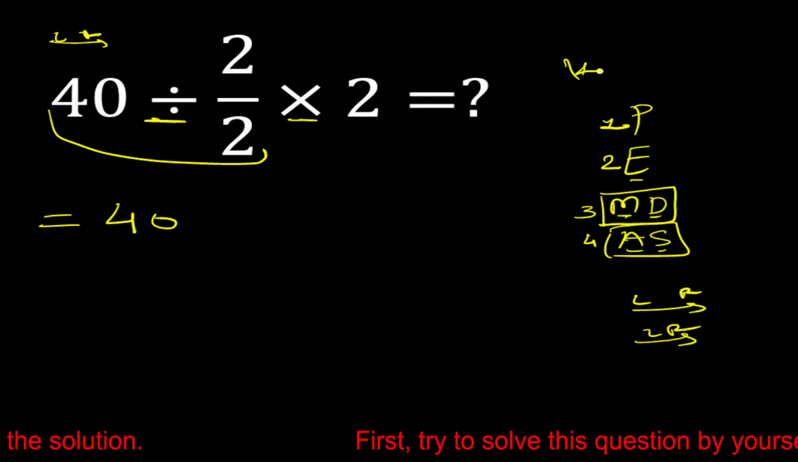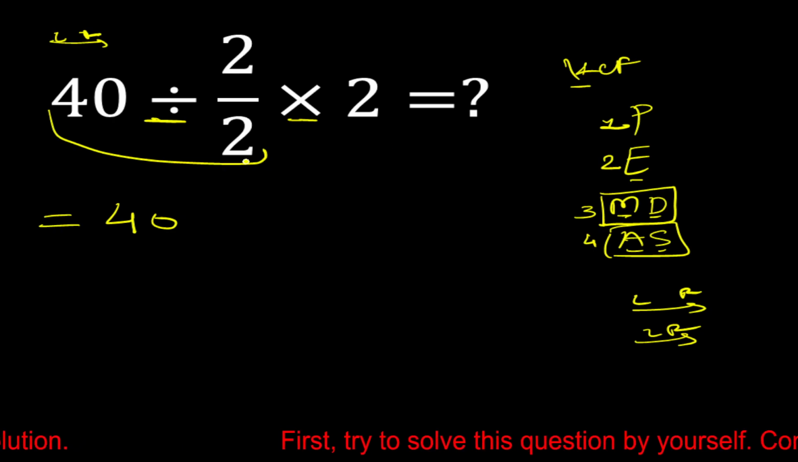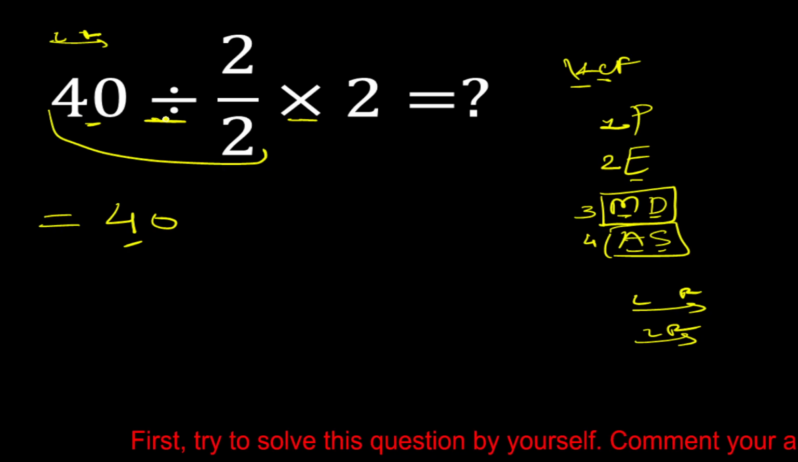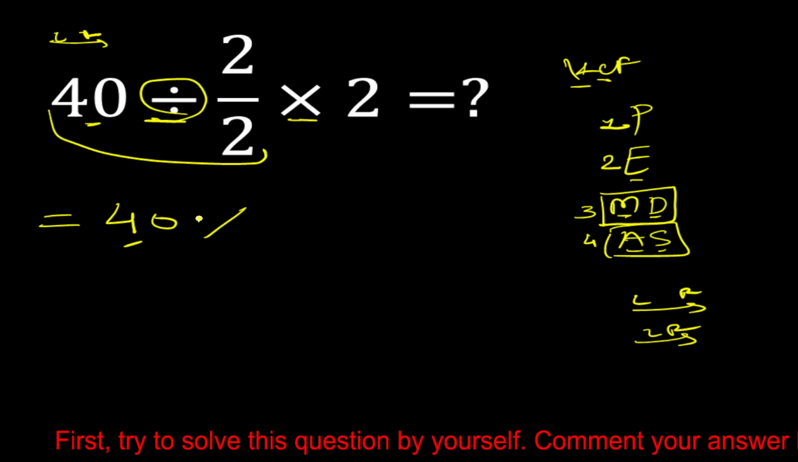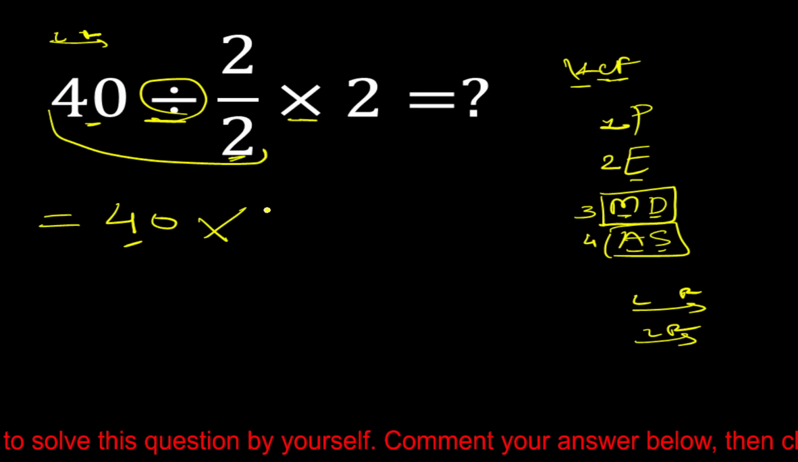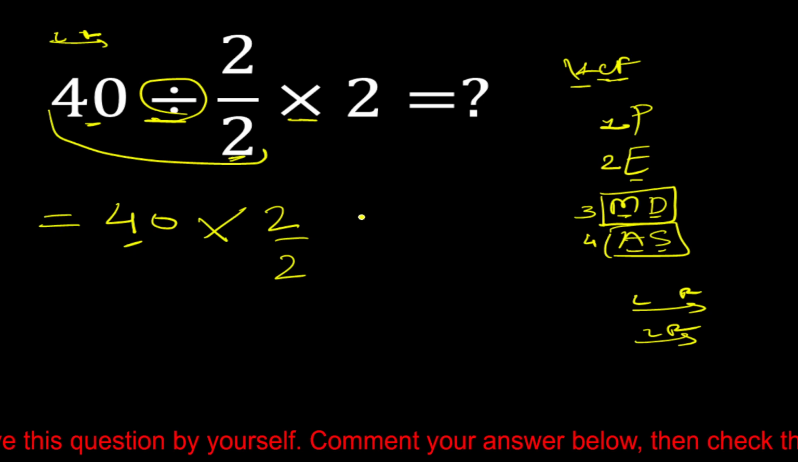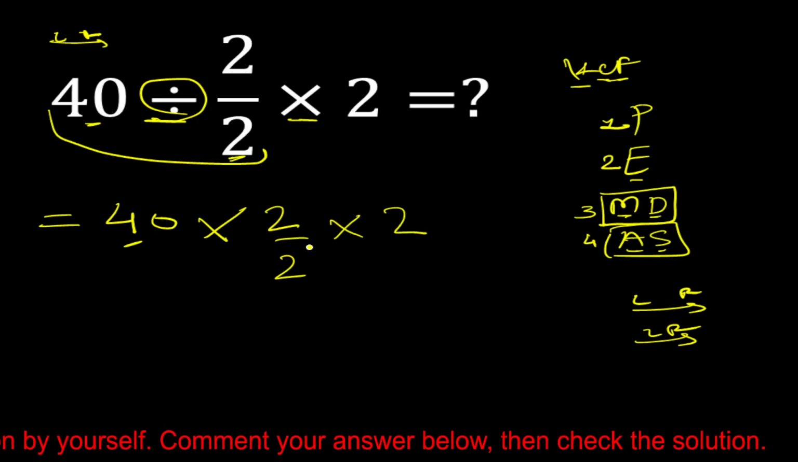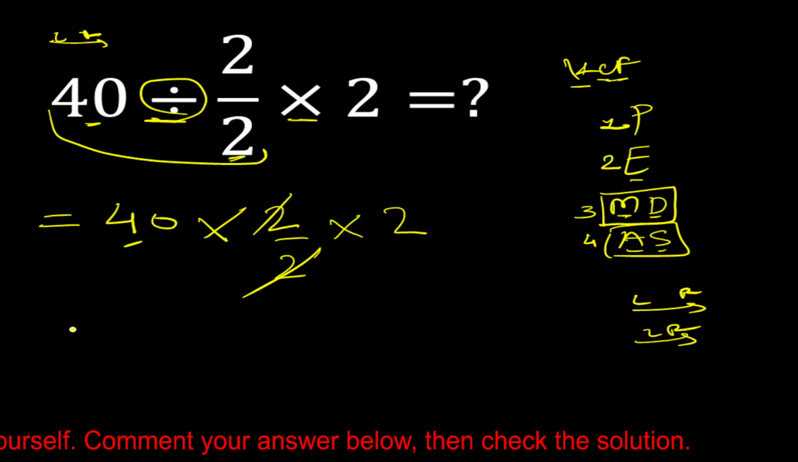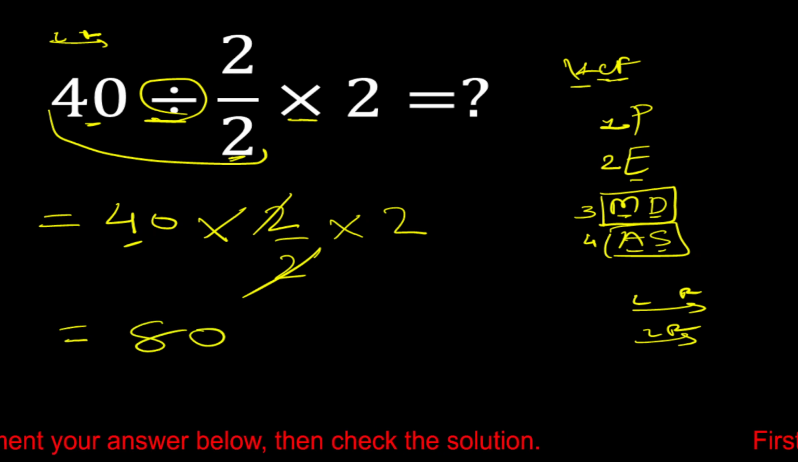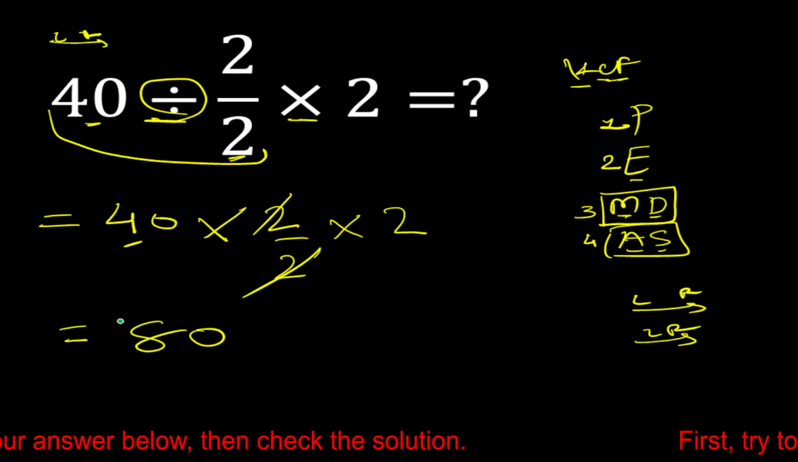Now according to KCF rule, K means keep this 40 as it is same. Same means change this sign from division to multiplication. And F means flip this last fraction. 2 by 2 is equal to 2 by 2, multiply 2. Okay. Now cancel this 2 by 2. So is equal to 40 multiply 2 is equal to 80. So the correct answer is 80.